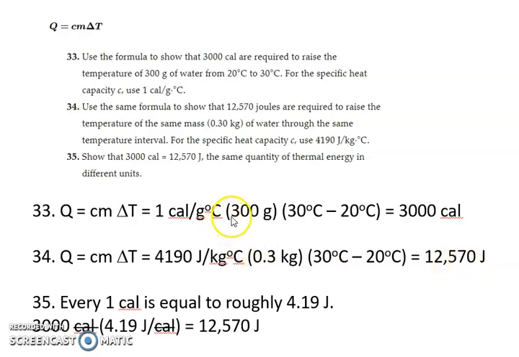Since we're talking about the same material, 300 grams, 0.3 kilograms are the same, and these values, 1 calorie per gram degree Celsius, is the same as 4190 joules per kilogram degree Celsius. We also have the same temperature change of 10 degrees Celsius. The value 3,000 calories is the same as 12,570 joules.